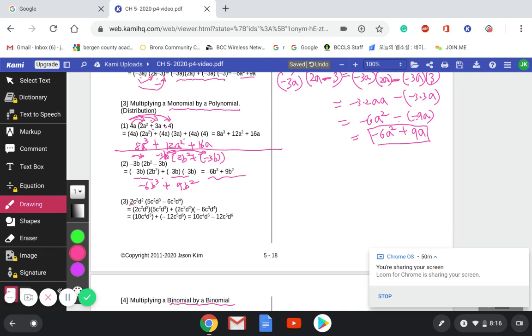Again, you're distributing monomial times monomial, but again in here I also changed minus to plus negative, so that 2c squared d squared with a 5c squared d squared plus negative 6c cubed d fourth. In this example, I changed minus into plus negative, and then I distributed it. That's how I did here and here when I distributed. Okay.